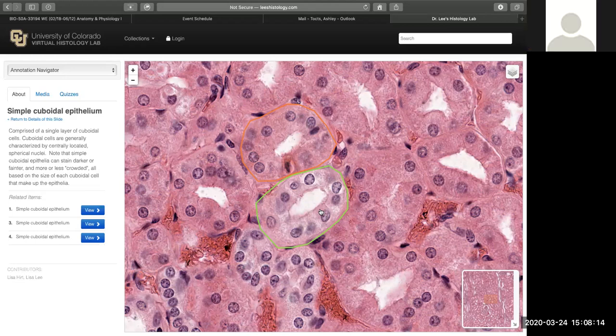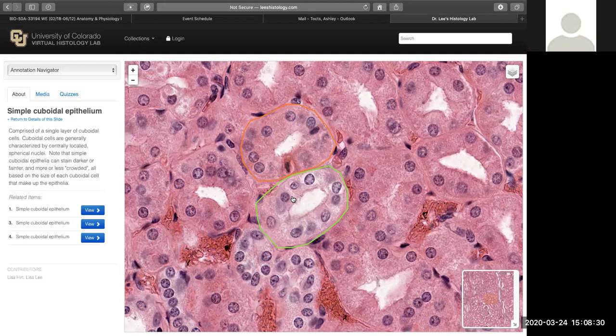So even though that doesn't look like squares, we could just tell by the way it's cuboidal, right? Because they're chunky and roughly the same size all around. It's a little bit roundish.